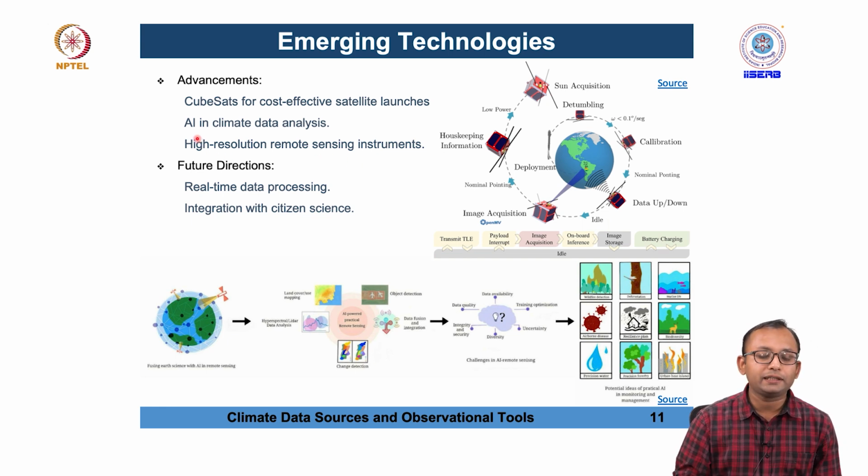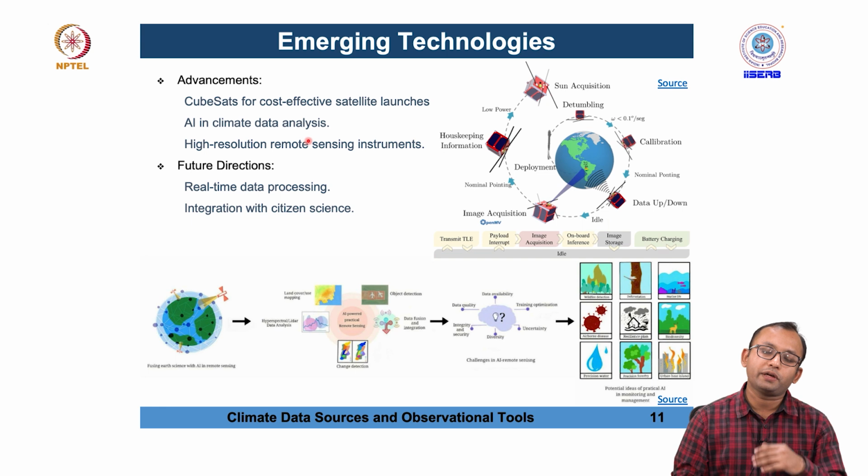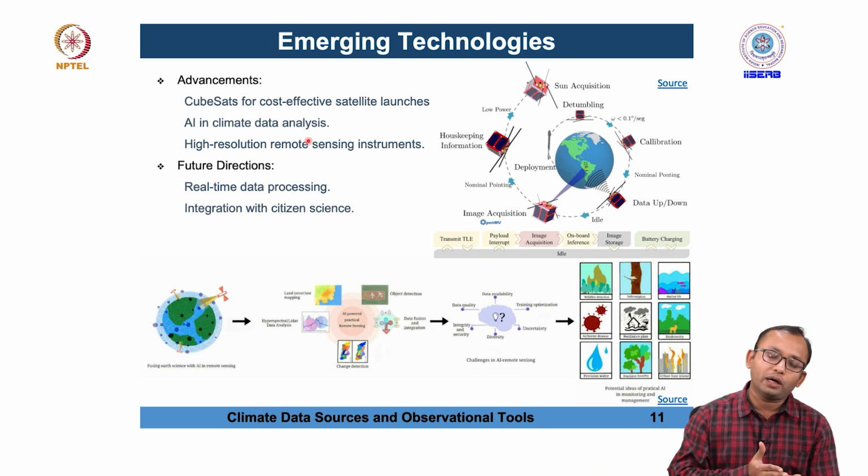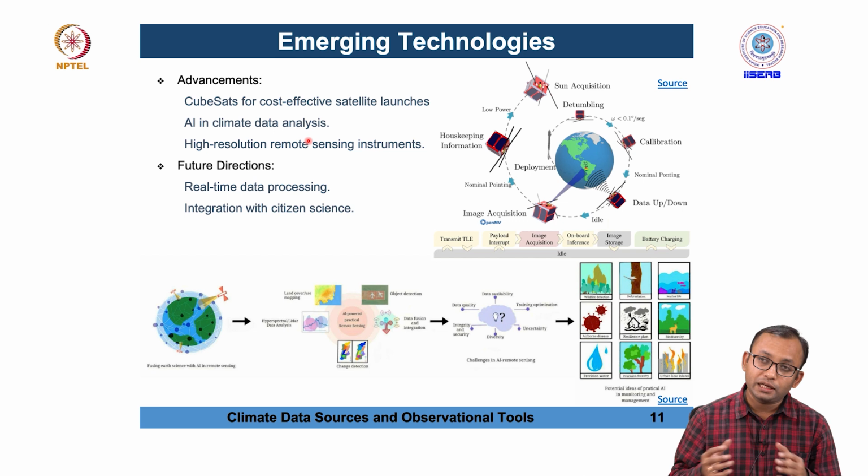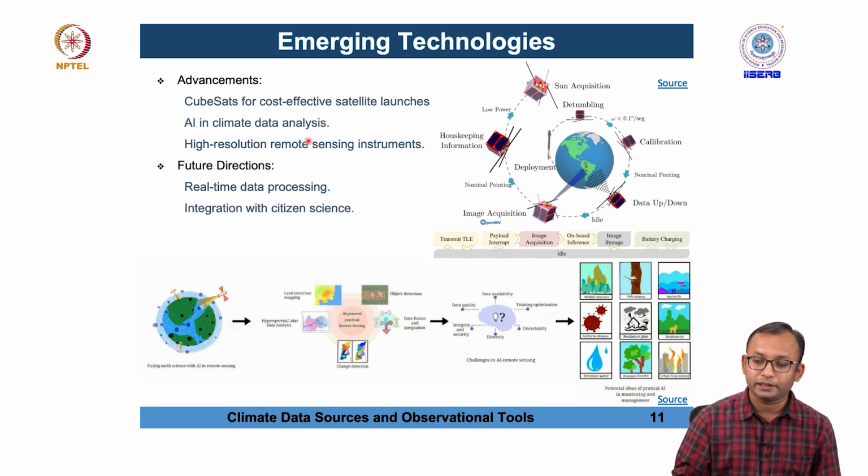Then artificial intelligence in climate data analysis also gives multiple insights about how we can use complex climate data sets to get a very non-linear analysis using artificial intelligence, so that we can have a better understanding about different processes. Or, let us say, how one process is connected with another process using some sort of machine learning or artificial intelligence methods like that.